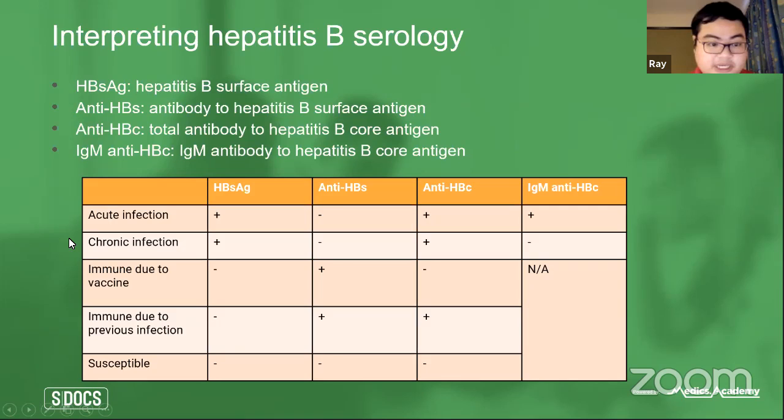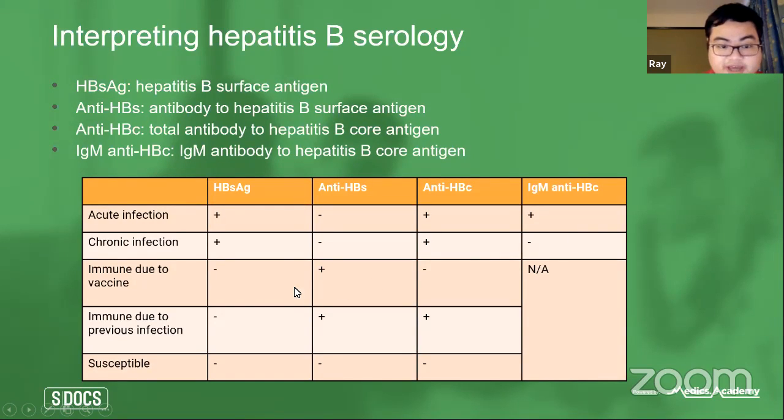So in an acute infection, you would have HBsAg, and you don't have anti-HBs, but you have anti-HBc and IgM. Okay, remember, if you have IgM, then you have an acute infection. In a chronic infection, you will have HBsAg, anti-HBc, just like an acute infection, but you don't have IgM. And that's how you tell them apart.